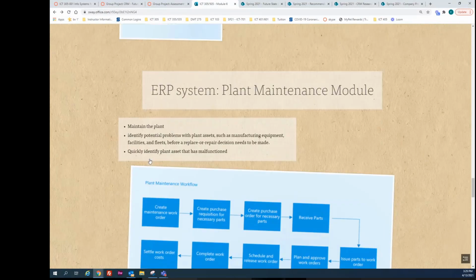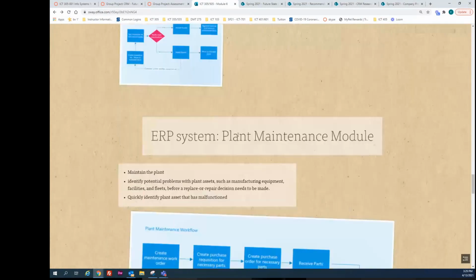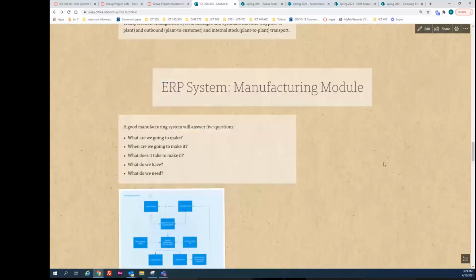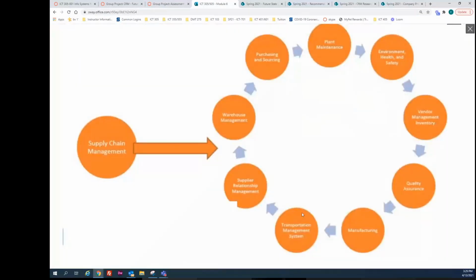That's why the quality checks as well as the plant maintenance kind of go hand in hand, and why they're all part of the same module, so that all of that data and that information can be looked at together, utilizing that business analytics or those dashboards that we talked about last week.